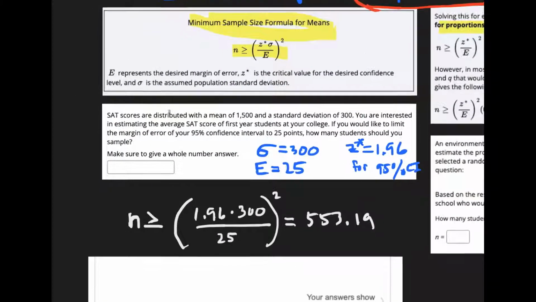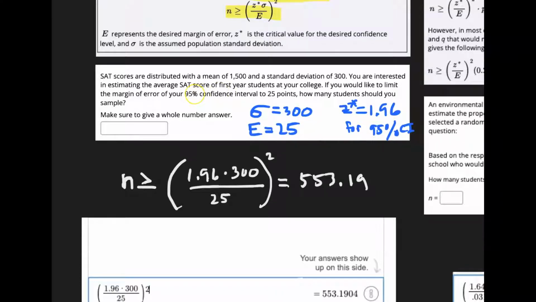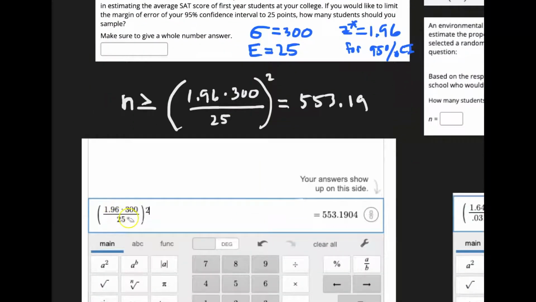So let's take a look at these two examples. We're going to focus on the means first. In this case, we're trying to limit our margin of error to 25 points. Whatever estimate we have for this SAT score, we want to limit it to 25 points, but we still want 95% confidence. We have the standard deviation that is given here. We have the critical Z associated with the 95% confidence interval, right here. And then your margin of error. All we do is take those values and substitute them into this equation. It looks like this if you're doing it by hand, and it looks like this if you're using a calculator.